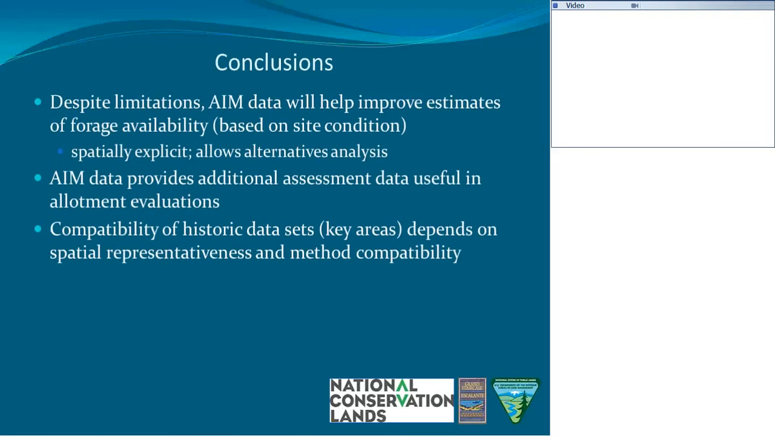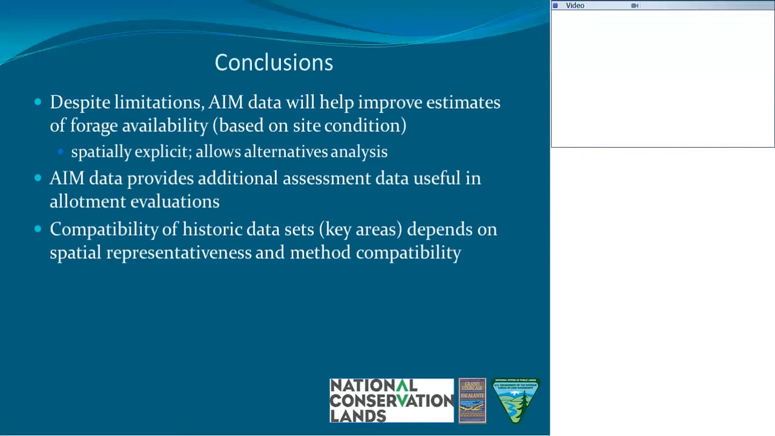So in conclusion, we believe that regardless of these limitations, we're still going to be able to use these data to improve estimates of forage availability. And one of the great benefits to that is that it allows us then to have a spatially explicit prediction of forage, which will allow us to use it in the environmental impact statement process in alternatives analysis. The other thing is that the AIM data provide us with another view of the land health that we believe will be useful in this implementation stage in doing our allotment evaluations.